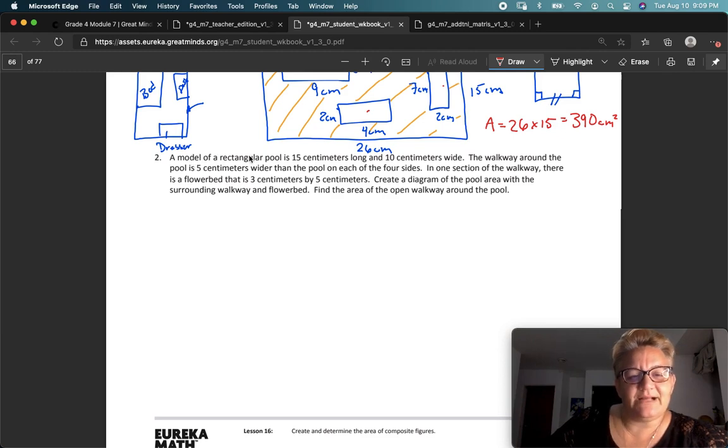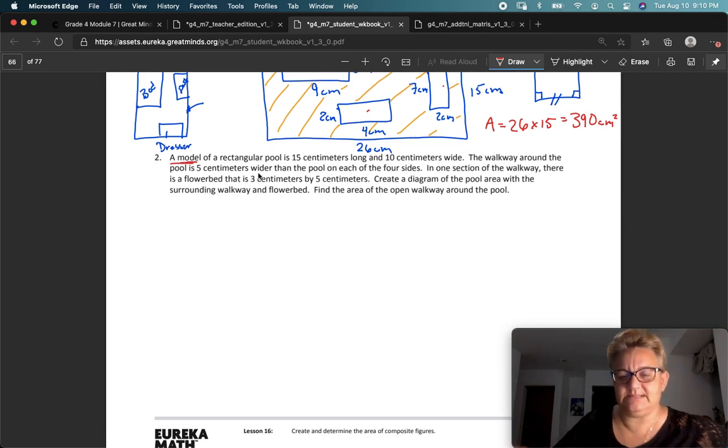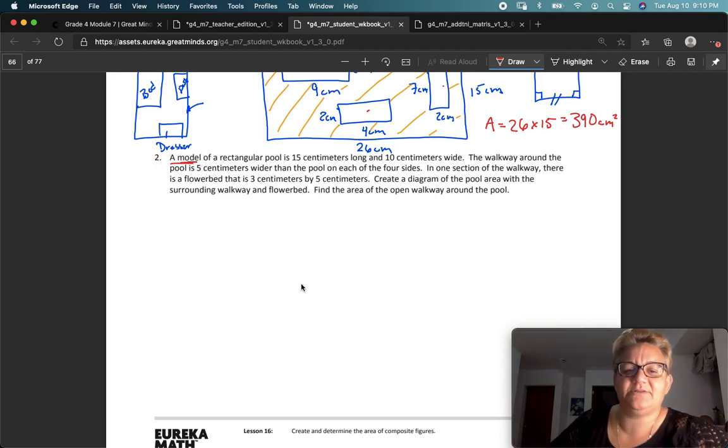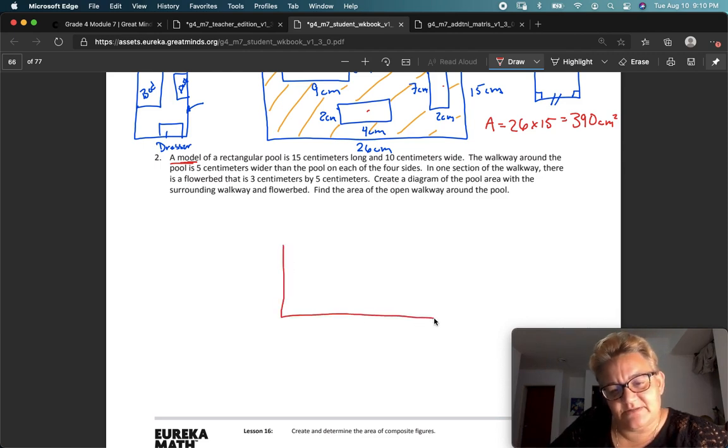A model of a rectangular pool, a swimming pool, is 15 centimeters long and 10 centimeters wide. So it's a model, right? It's not an actual pool because it would only be this big. So we're making a model of a pool. Maybe you're a contractor and you want to build a pool for somebody, so you want to show them what it's going to look like. Okay, so 10 centimeters wide and 15 centimeters long.